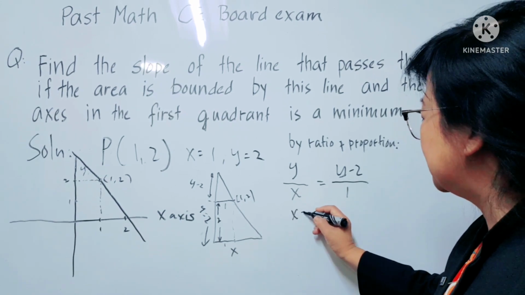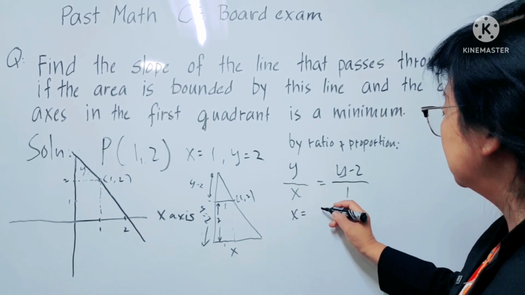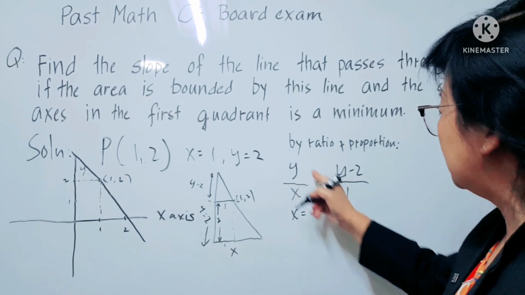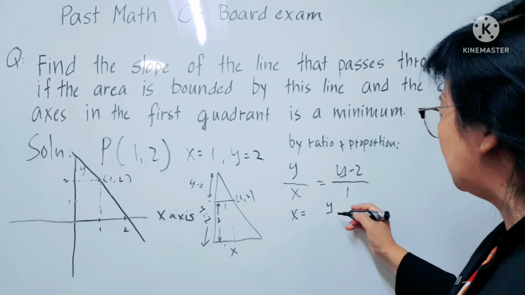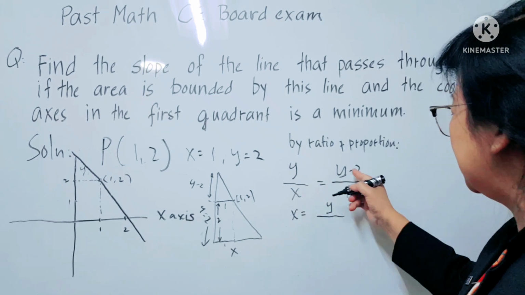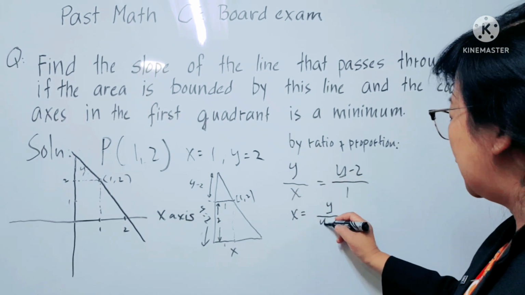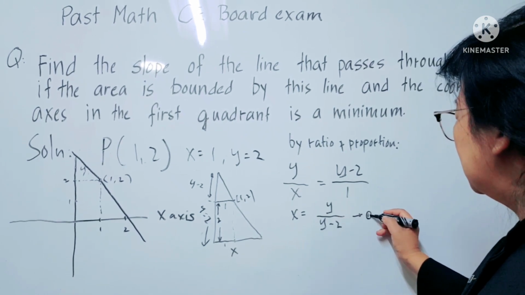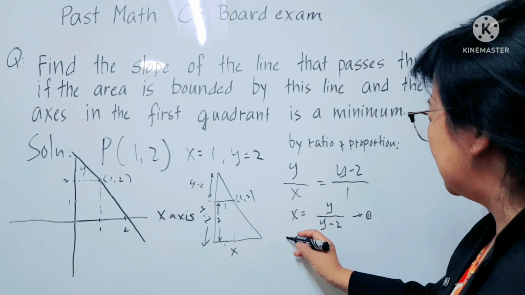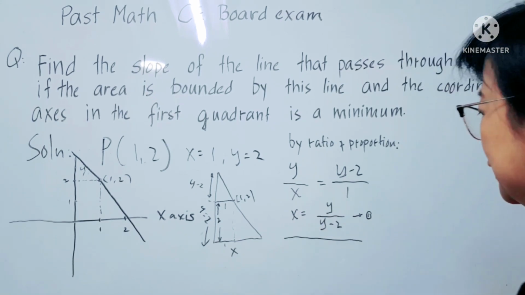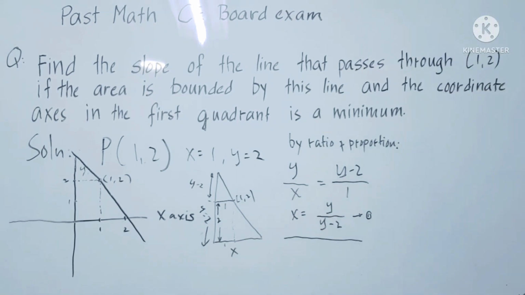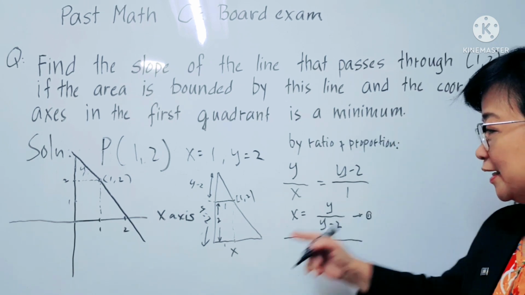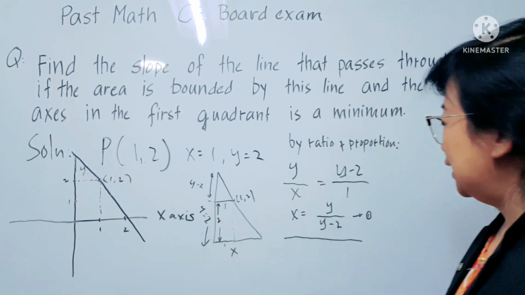x therefore is equal to, cross multiplying, y times 1 is y, divided by y minus 2. This is our x. Now, what we are looking for here is the slope of the line. So we have to find the x and the y.